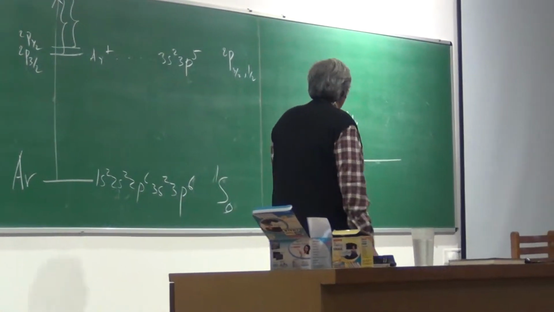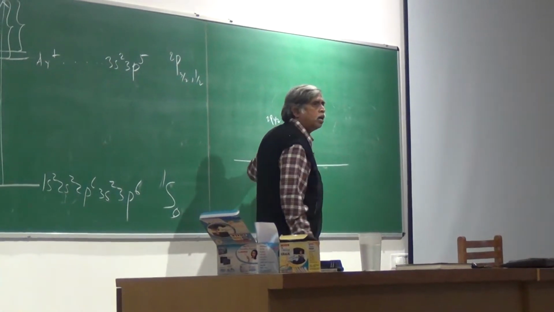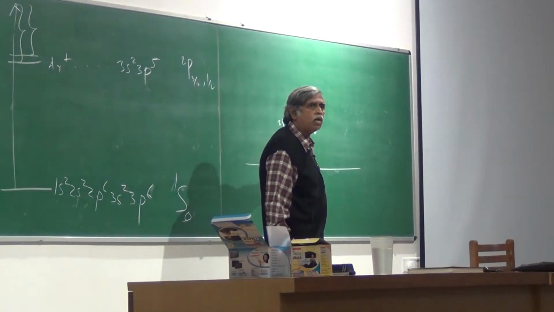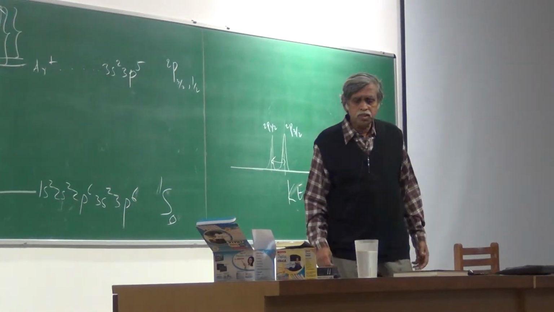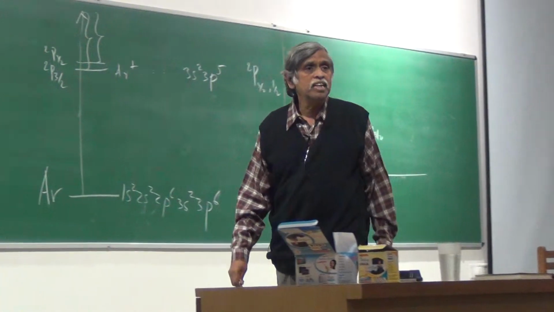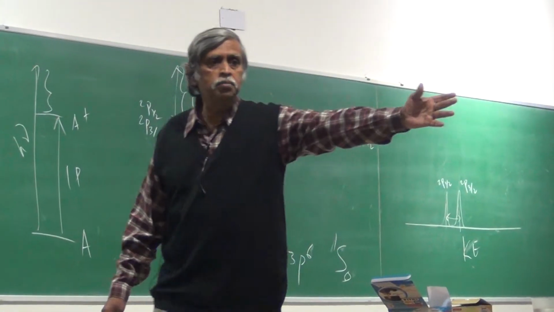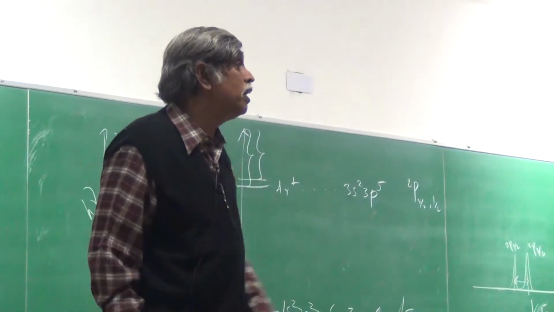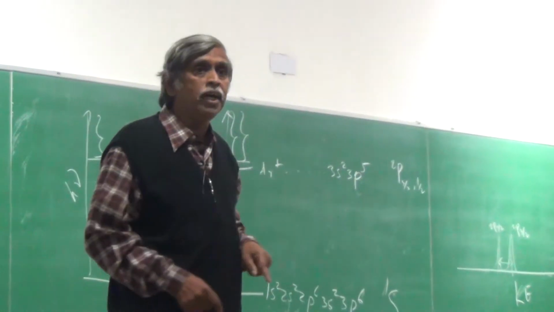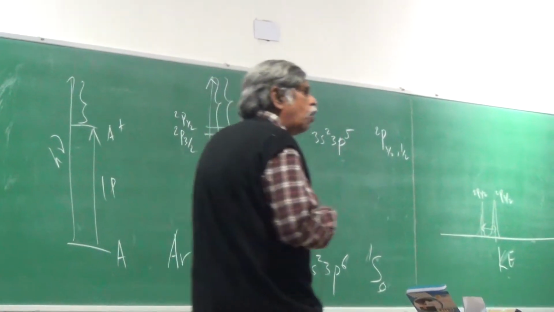Now the question is, how much of it is left in 1/2? How much of the argon is left in 3/2? In other words, let me think of a hypothetical experiment. I gave you 100 argon atoms and say, ionize them. Of course, you have no control. You can't decide to go into one or the other. How does it partition?